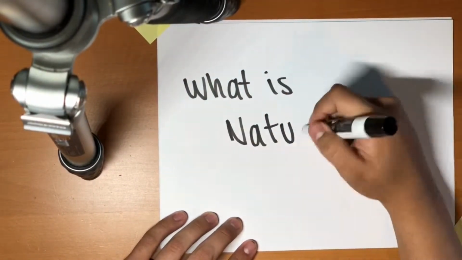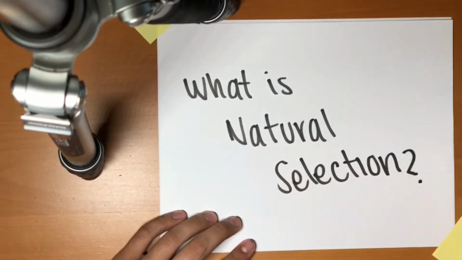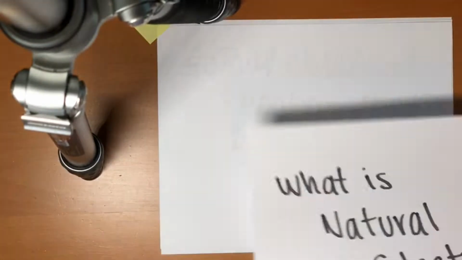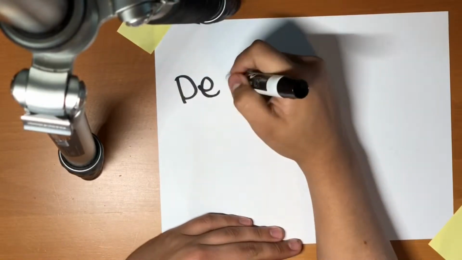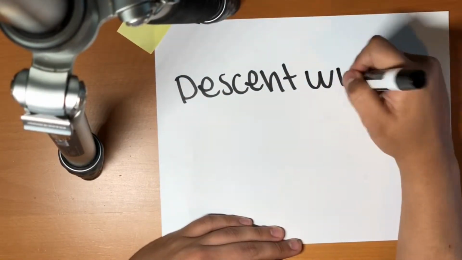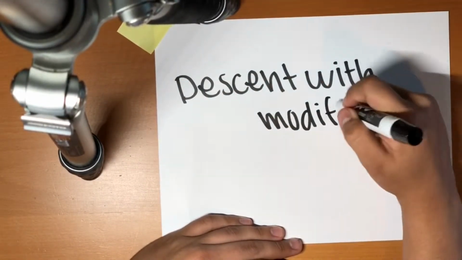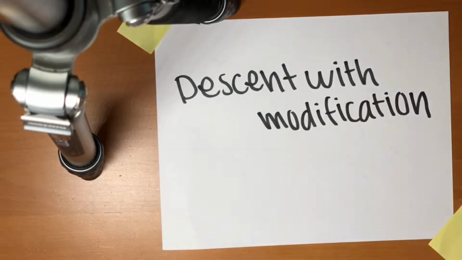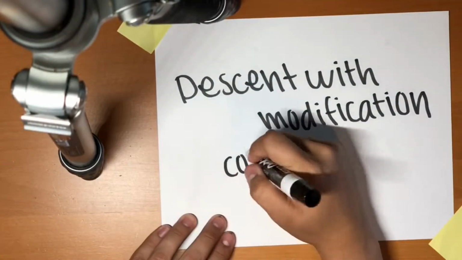What is natural selection? Natural selection is one of several key concepts contained within the theory of evolution. To understand exactly what natural selection is and why it's so important, let's first take a quick look at two other evolutionary concepts: descent with modification and the overarching idea of common descent.